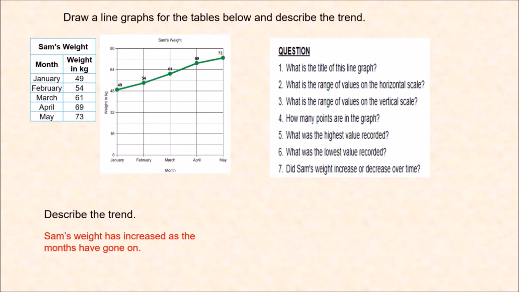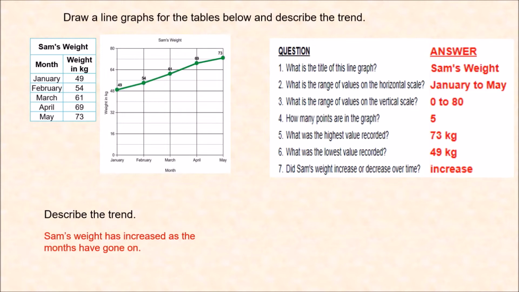Let's read the essentials of this graph, starting from the title. The title is Sam's weight. What is the range of values on the horizontal scale? That would be the months, January to May. The range of values on the vertical scale: the highest recorded weight is 73, so it is safe to write 0 to 80. Now, how many points are in the graph? There are 5 recorded weights, so there will be 5 points.